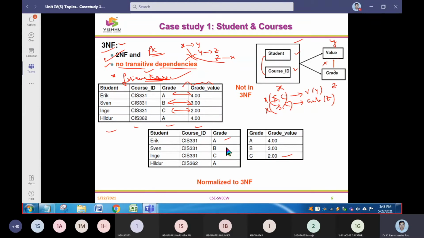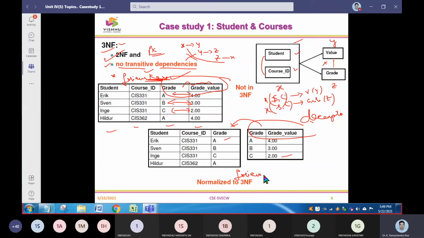So what is the relationship? The relationship is between grade and grade point. So you can separate it as a table. You decompose it as a separate table between grade and grade point. Now, as grade and grade point are related, now bring this grade into the first table. That means what are you going to do?